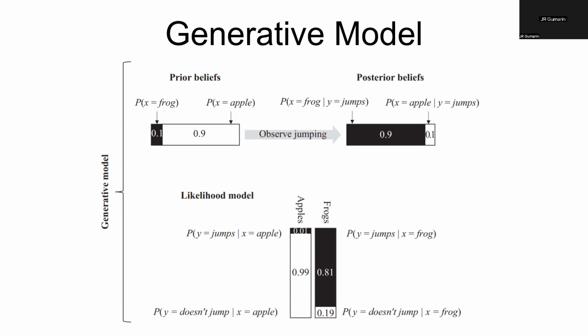You start off with some prior belief about what's the probability that there are apples in general or frogs in general out there in the world. And then you have some likelihood model on the bottom that is your sense about, if there is an apple, what's the probability that you see it jumping or not jumping? And the same thing for frogs. And you combine those two pieces of information using Bayes' theorem to generate a posterior belief over what is the probability that there are apples or frogs out there in the world.